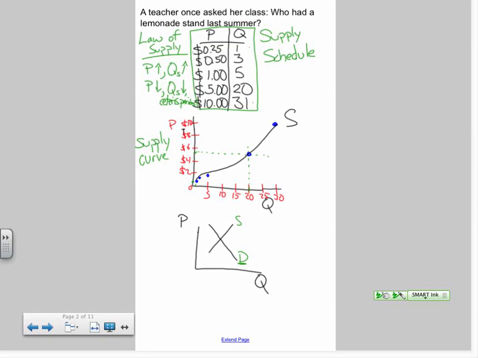Demand down. And then supply, if you write it out, S-U-P-P-L-Y, supply has the word up in it, so the supply curve goes up. A little trick to help you remember which one is the supply curve and which one is the demand curve. Okay.